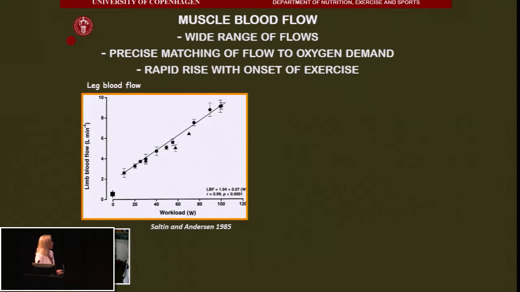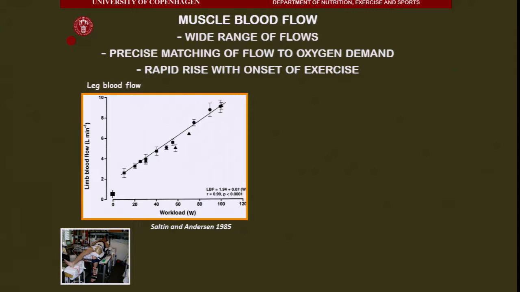So if we plot leg blood flow here against workload, or if you will, oxygen demand, you see a very nice correlation between these two. It's very precisely regulated flow according to the need for oxygen. We can also see that the range of flows is quite wide. It goes here from maybe 2.3 liters per minute to the leg up to maybe 8-9 liters per minute here. This is a wide range.